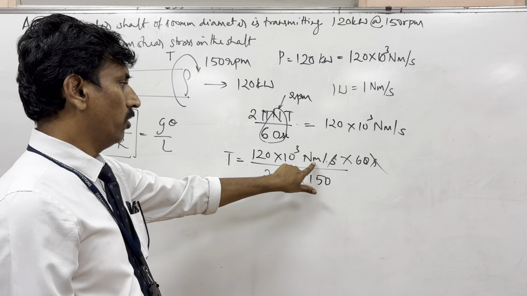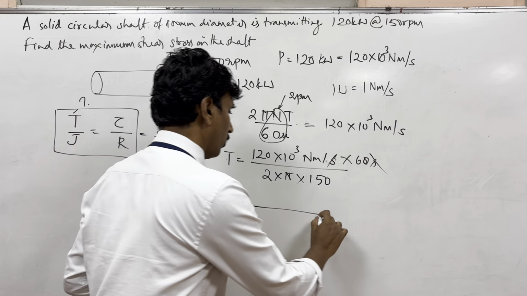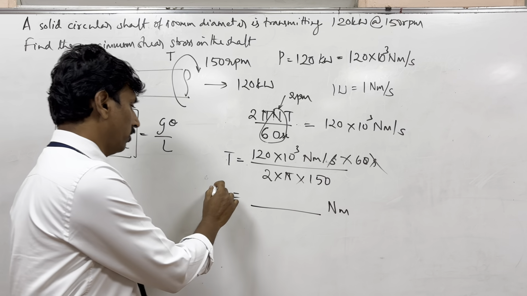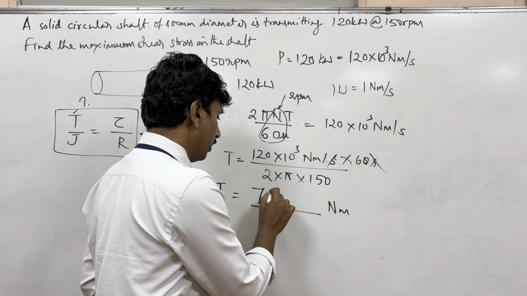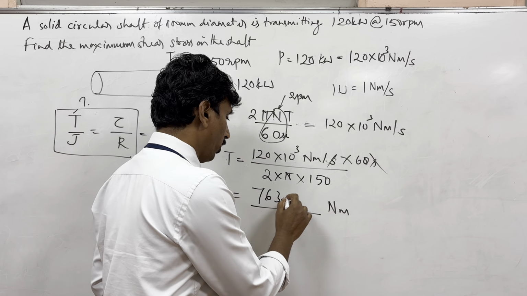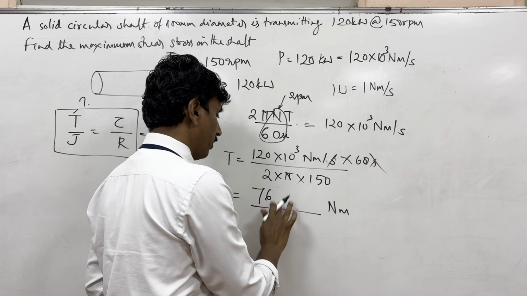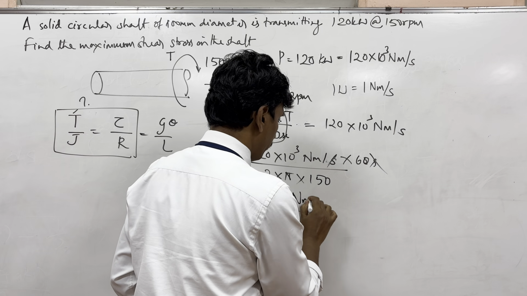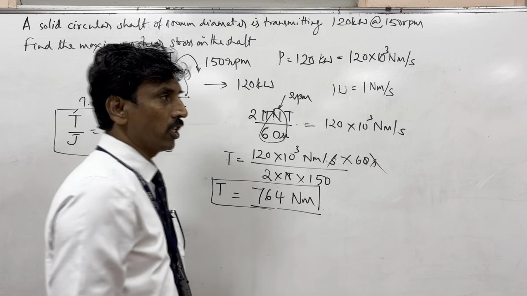Now what is left here? Basically the unit left is Newton meter. So what is the answer? 763.99, which you can call 764 Newton meter. So this is the amount of torque which is being transmitted.